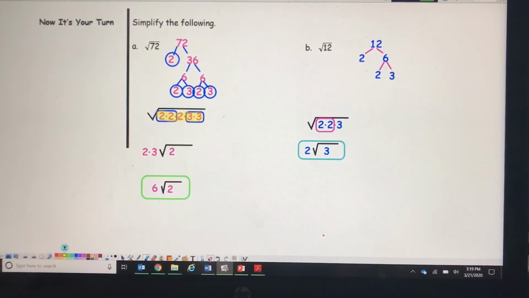Notice you have a group of 2's and a group of 3's. Those will come out as 1 each. I then multiply what's on the outside to get 6 square root of 2.